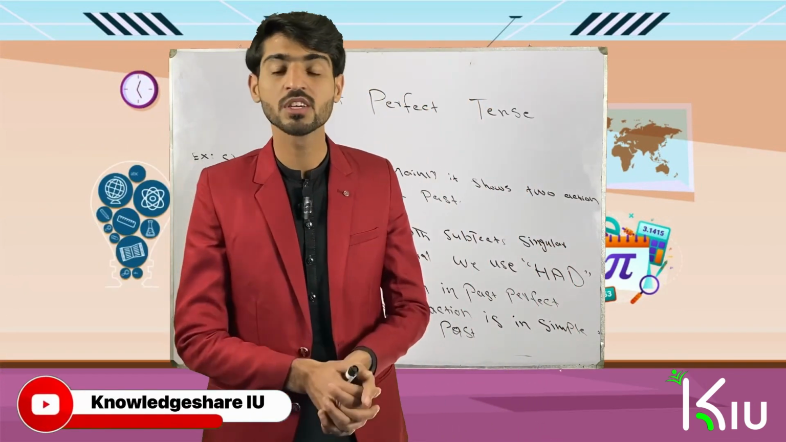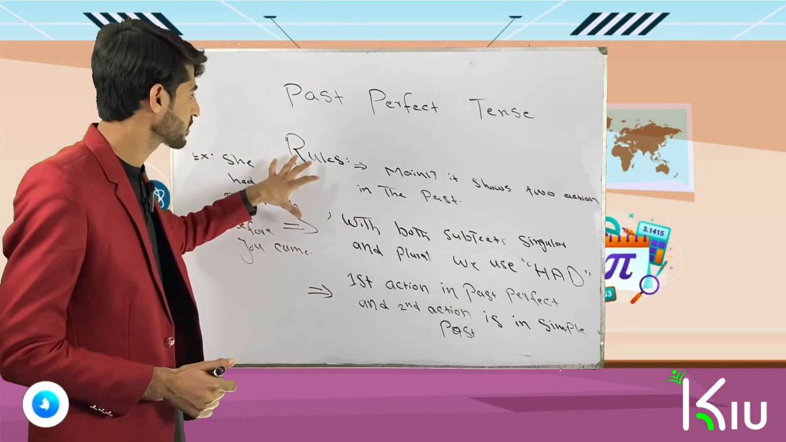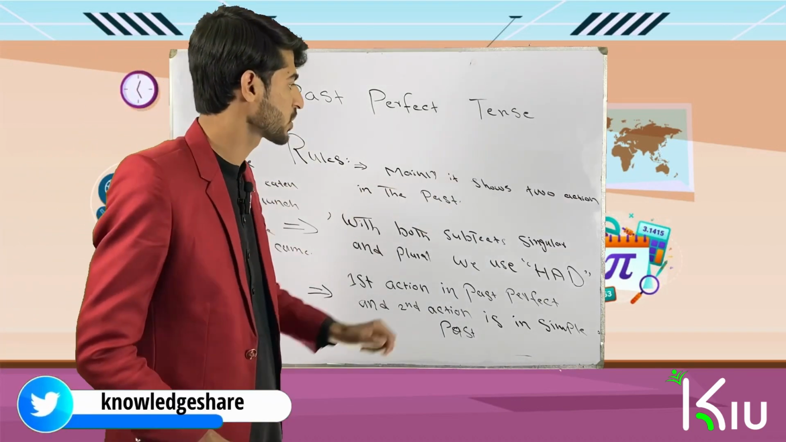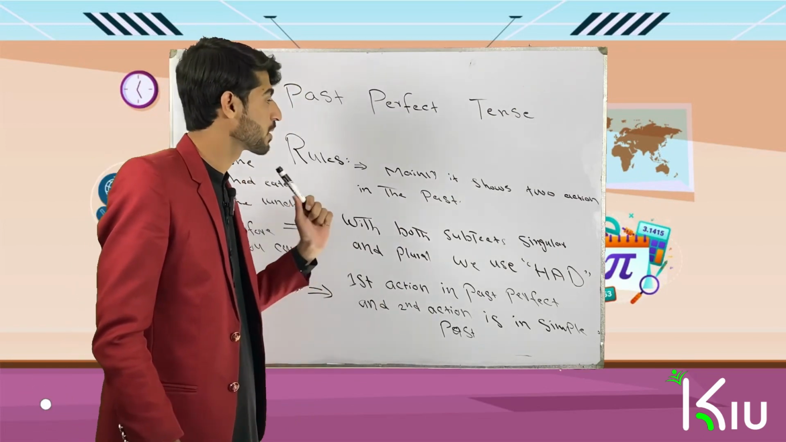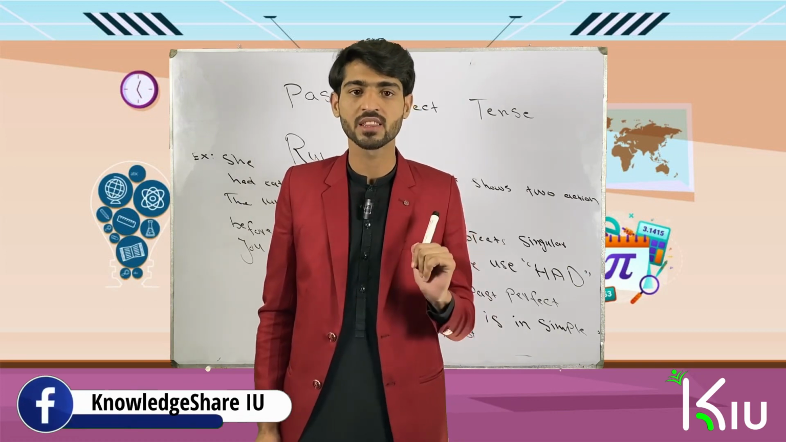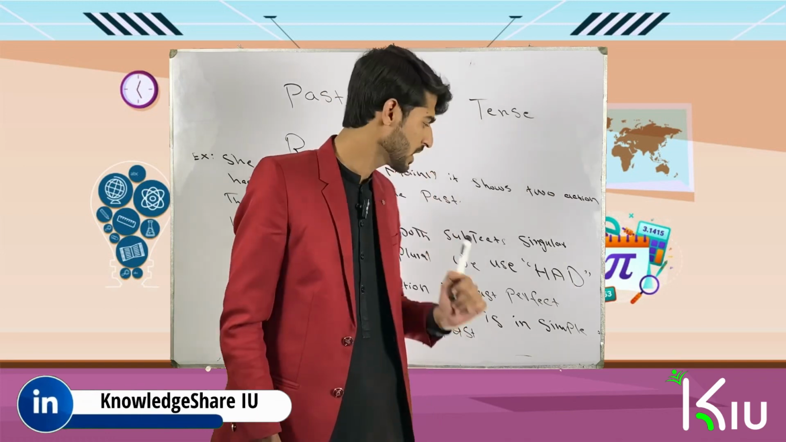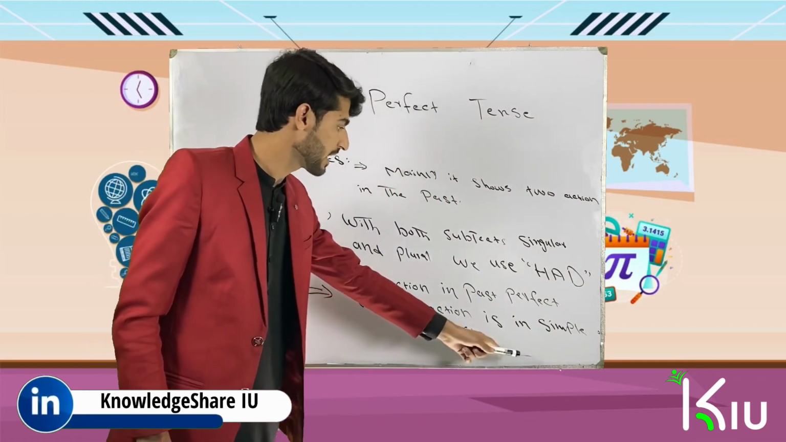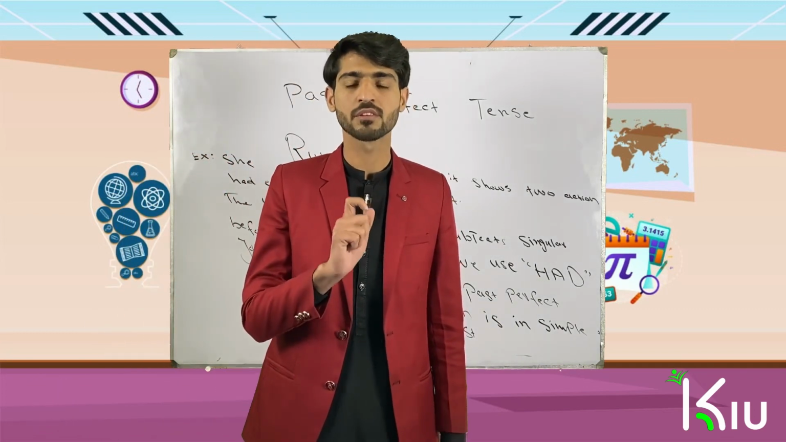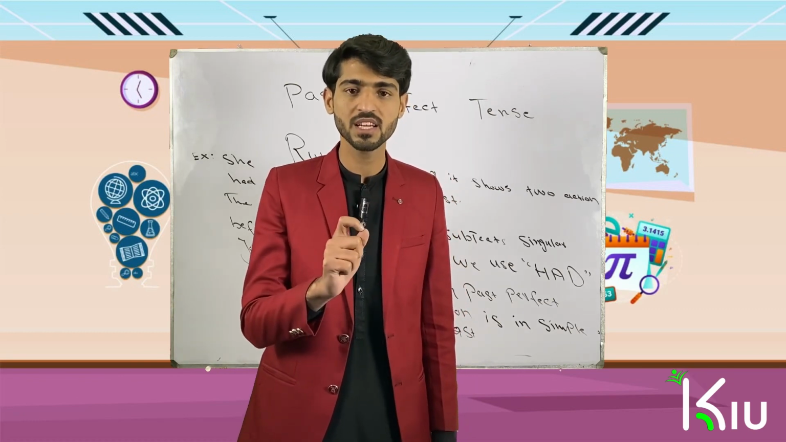Now we are going to talk about the rules of past perfect tense. We have different rules for past perfect tense. The first rule is that it mainly shows two actions in the past. Past perfect tense usually shows us two actions in the past, but the first action will be in past perfect and the second action will be in simple past tense.